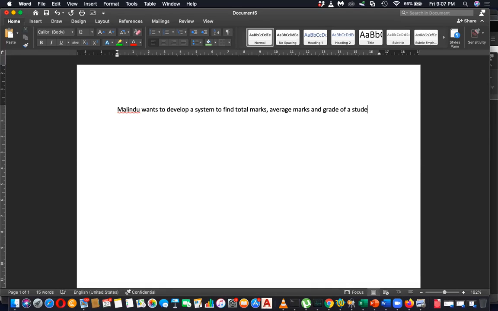Malindu wants to develop a system to find out total marks, average marks, and grade of a student by feeding maths, English, and science marks to the system.